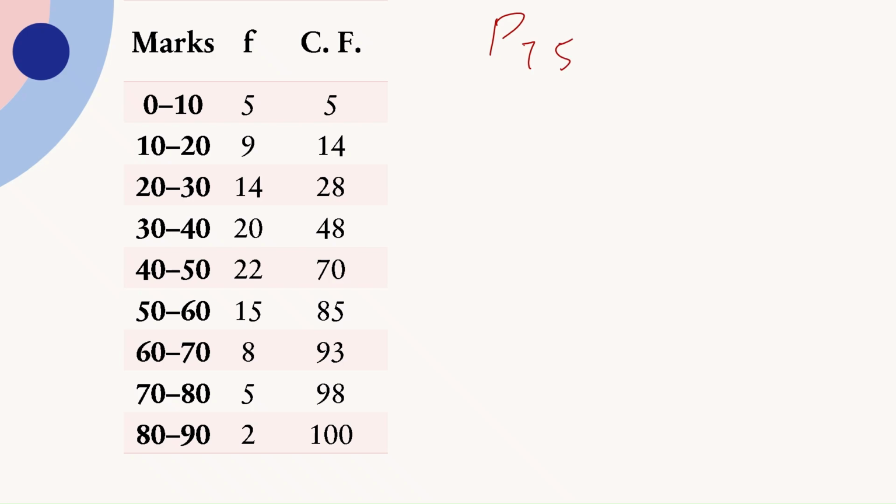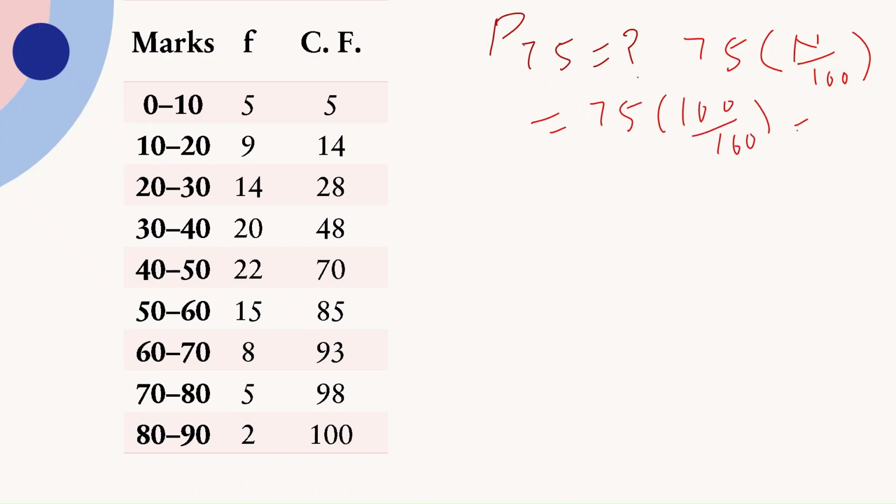Now the percentiles. For the 75th percentile, we use the same formula, 75 into n by 100, which is equal to 75 into 100 divided by 100, equal to 75. So search 75 in the cumulative frequency, which comes in the 85. Select this class.